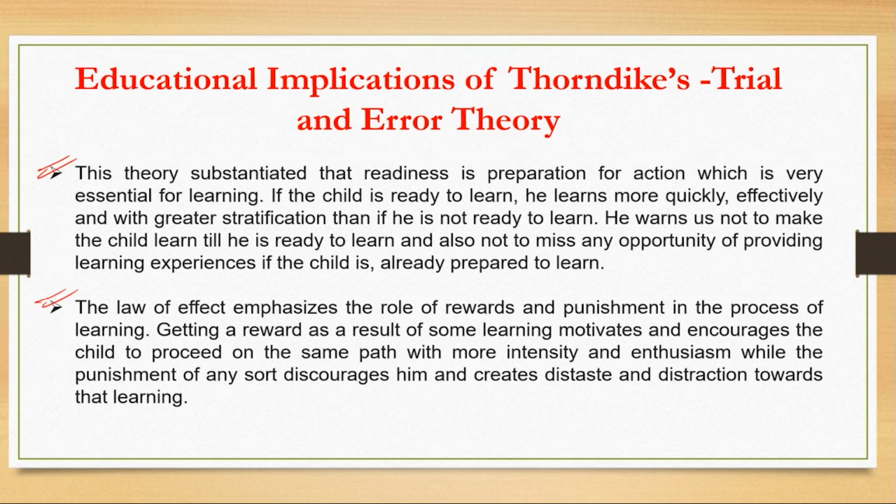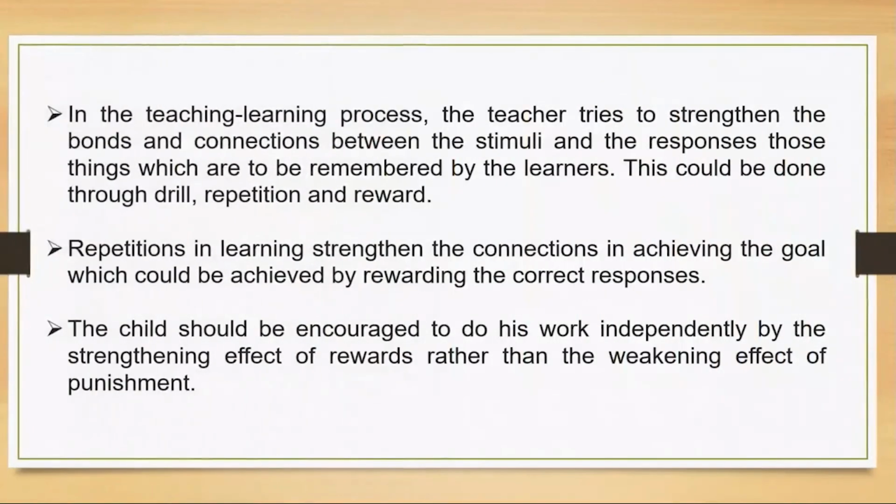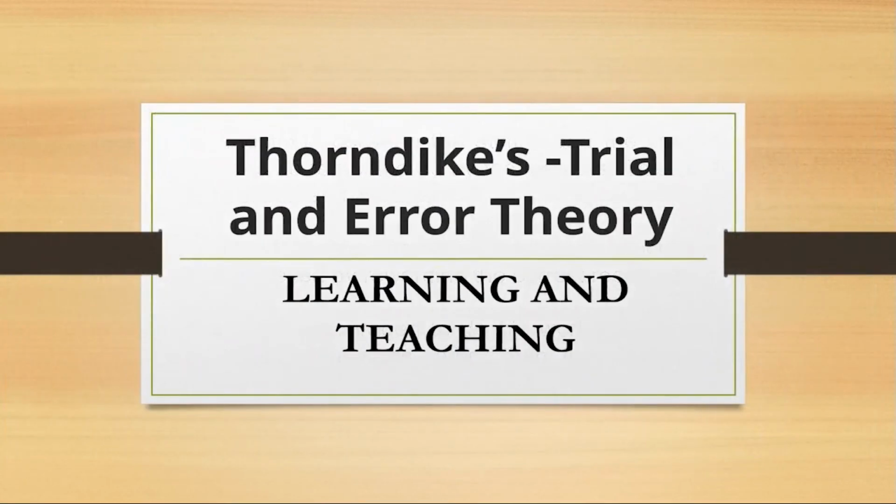So, with this, we complete our study of Thorndike's trial and error theory, where we learned what was the experiment that Thorndike performed, what is the trial and error theory, the 3 laws that it constitutes, and then we looked at the educational implications of Thorndike's trial and error theory.